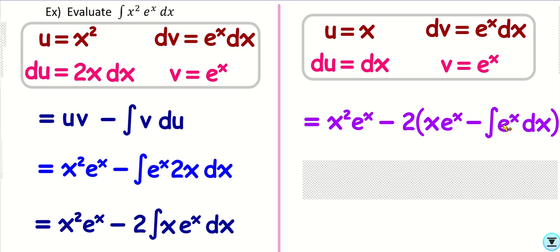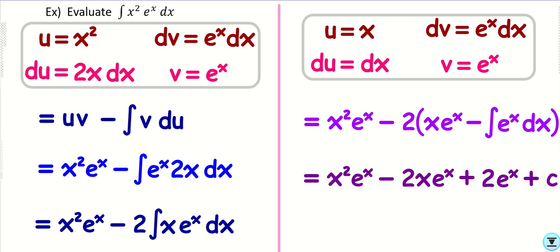But notice that now this integral is very doable because it's just e to the x. And along with distributing the negative 2 and clearing the parentheses, and then adding the plus c in there, final answer: x squared e to the x minus 2x e to the x, and this minus becomes a plus because we're distributing the negative 2. Doing that integral, final answer.